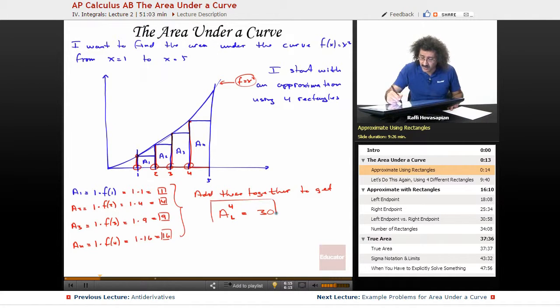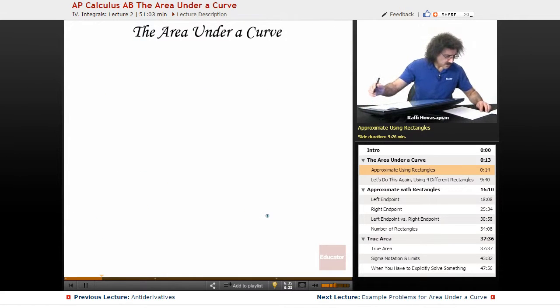So my first approximation, using left endpoints as my height, the f of the left endpoint to go up to make the height of the rectangle, gives me an approximation of 30. Now clearly this is an underestimate, not a problem. So let's go over here and let me redraw it real quickly.